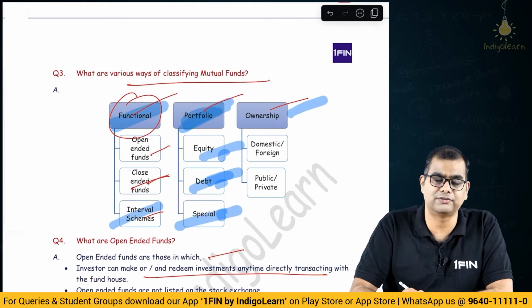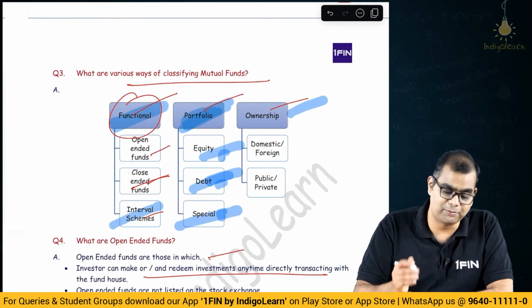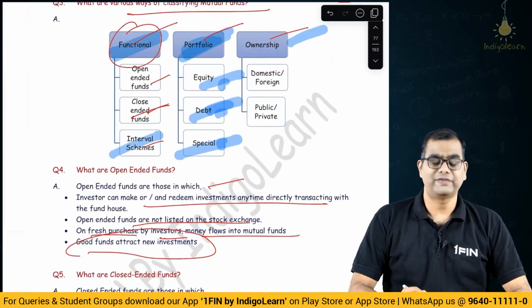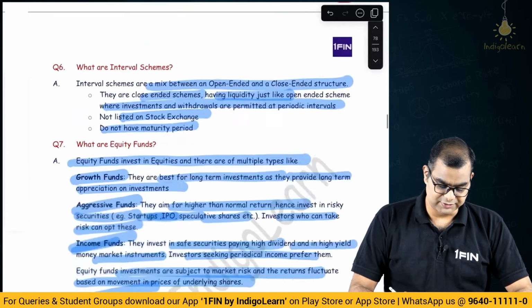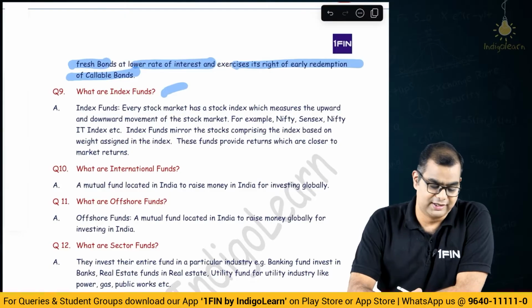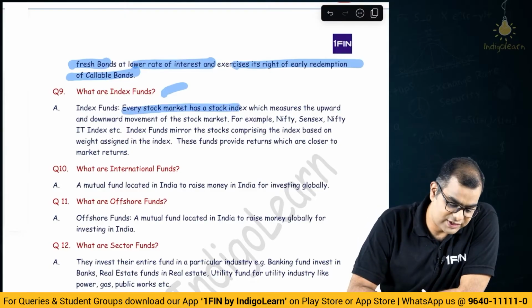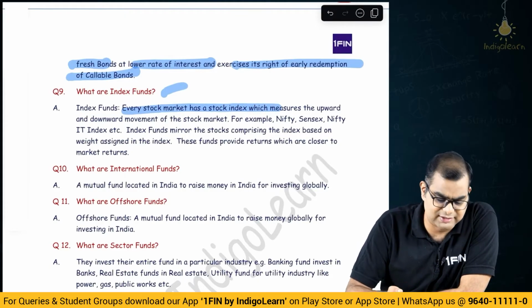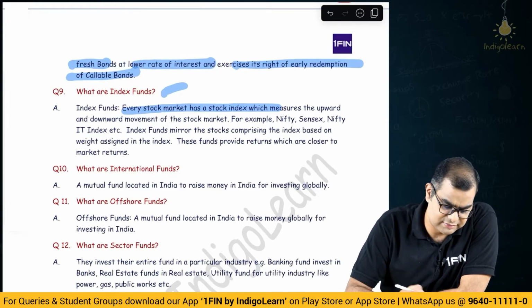Now let us have a look at what are the kind of special funds under portfolio based classification. So friends, now let us look at what are these special schemes, special funds rather. What are special funds? So the first one is something called an index fund. This is actually my favorite. Index funds. So every stock market has an index, right? In India it is Nifty and Sensex. Nifty for NSE, Sensex for BSE.